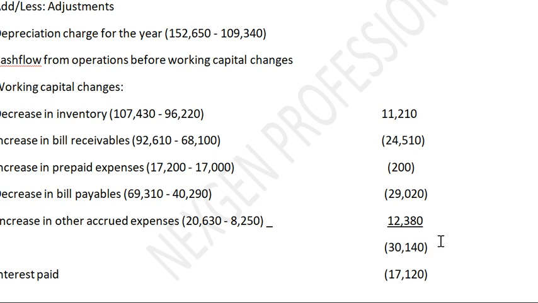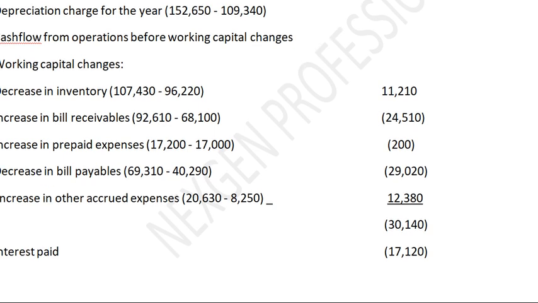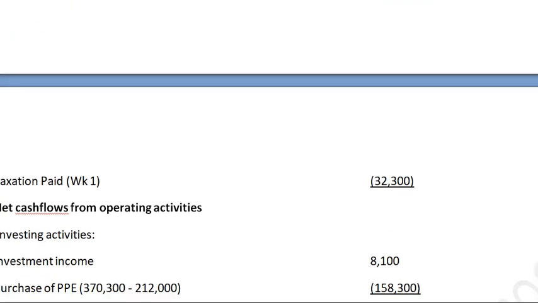I did this calculation so that we can have a seamless class, and then if you have any question, you can just ask me as it were. So interest paid is in the statement of profit or loss. You just carry it directly, you less it. Then you also less the tax paid. That total will give us 79,560.